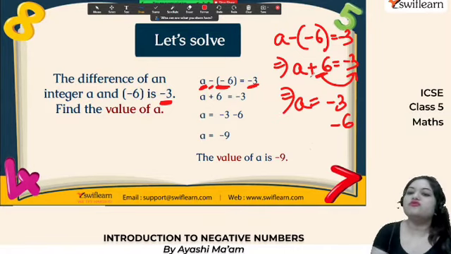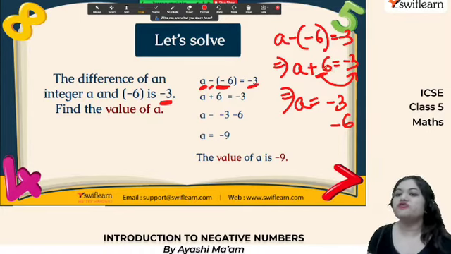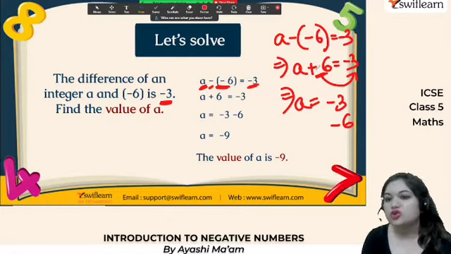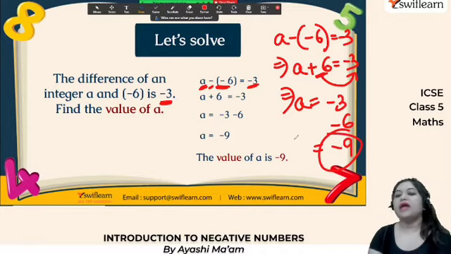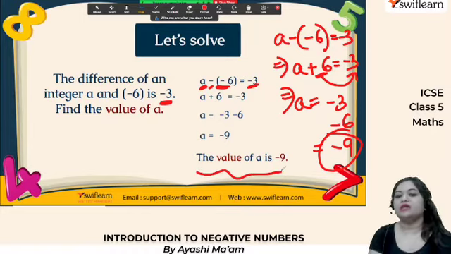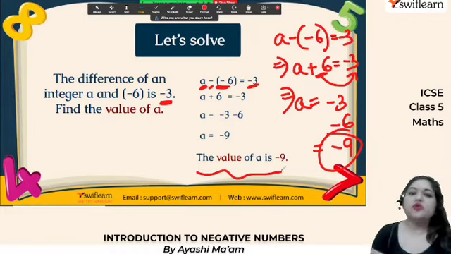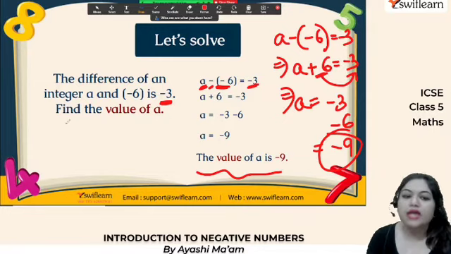So whenever we take any number and shift it to the other side of the equal to sign, the sign changes. So here it is plus 6, here it will become minus 6, and minus 3 and minus 6 is going to give us minus 9. Okay, minus 3 minus 6 is going to give us minus 9. Now if you ask me, ma'am, every time will I have to do this on the number line and find out the answer? No.